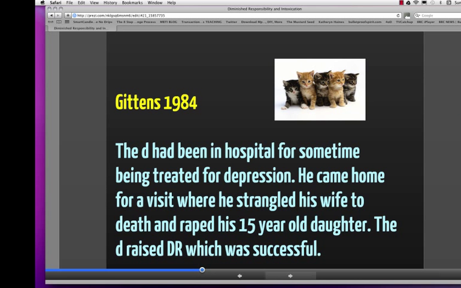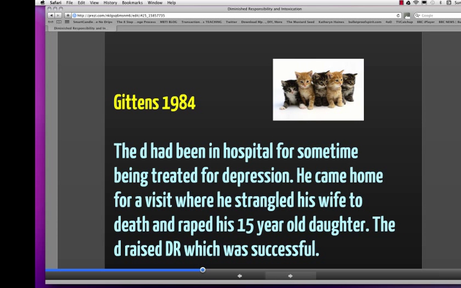Let's start off with Gittins first. Now, the defendant had been in hospital for some time and was being treated for depression. I don't have it written there, and I ought to have, but he was also drunk. He came home for a visit where he strangled his wife to death and raped his 15-year-old daughter, and the defendant raised diminished responsibility, which was successful.